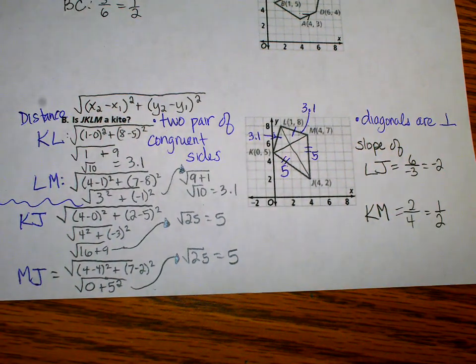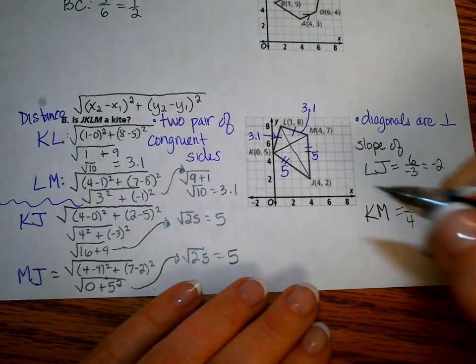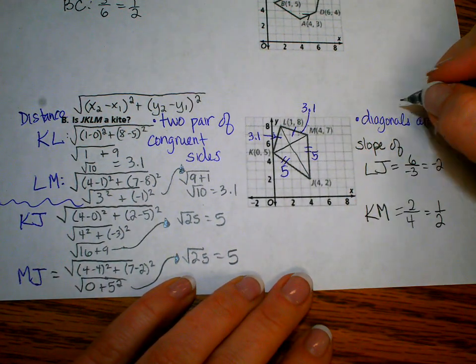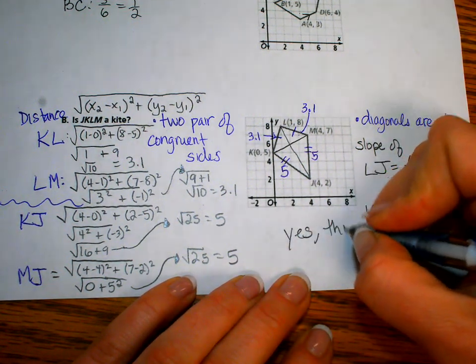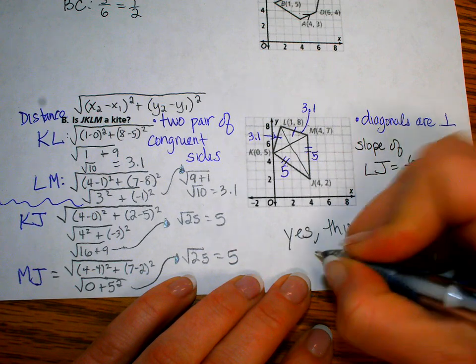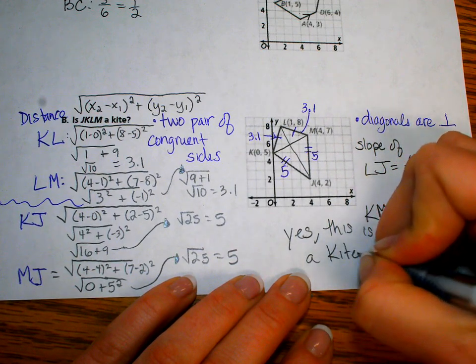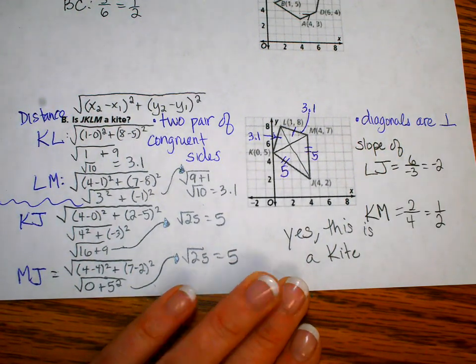Those two slopes are opposite signs, and those two slopes are reciprocals. So I'm going to say that the diagonals are perpendicular. So yes, this is a kite. Good job. Excellent job, guys.